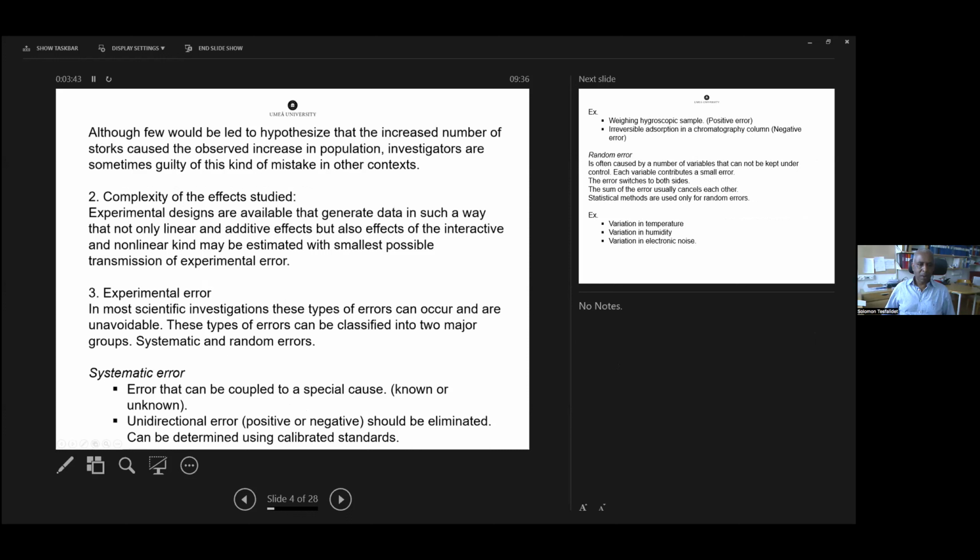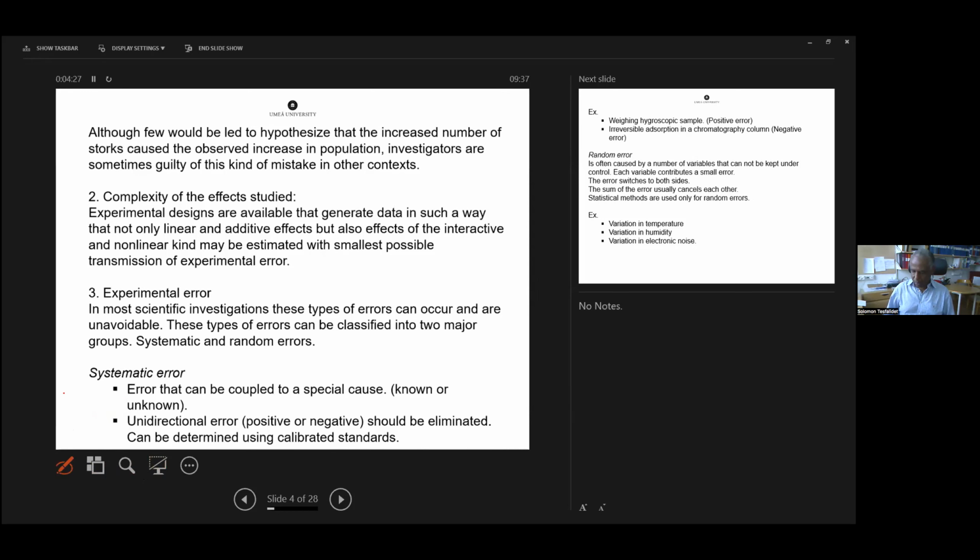What we are going to focus on now is experimental error, which can be systematic or random. A systematic error is an error that can be coupled to a special cause, known or unknown. For example, if we have a pipette which should pipette 10 milliliters, and we have a bubble there, then the volume will not be 10 milliliters, it will be less. So we have some sort of systematic error there. Random error is an error which we cannot keep in control. And systematic error, most of the time, is unidirectional.